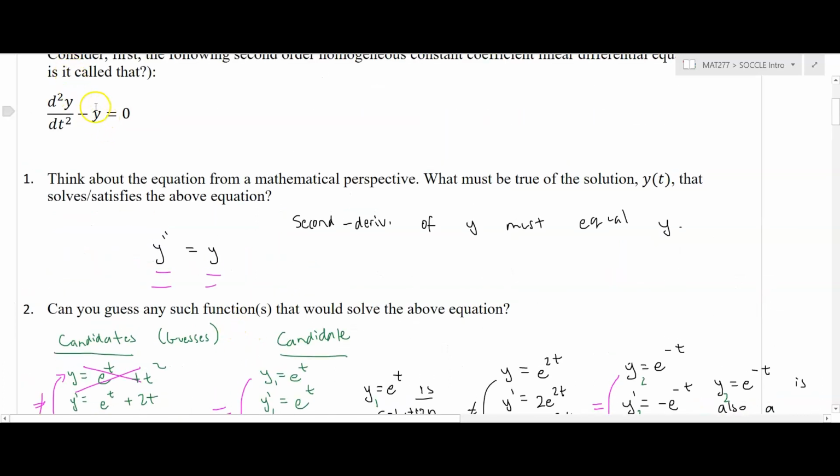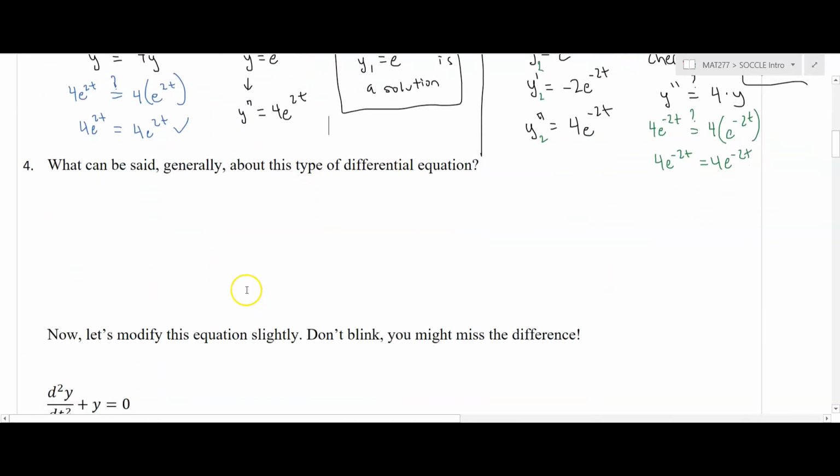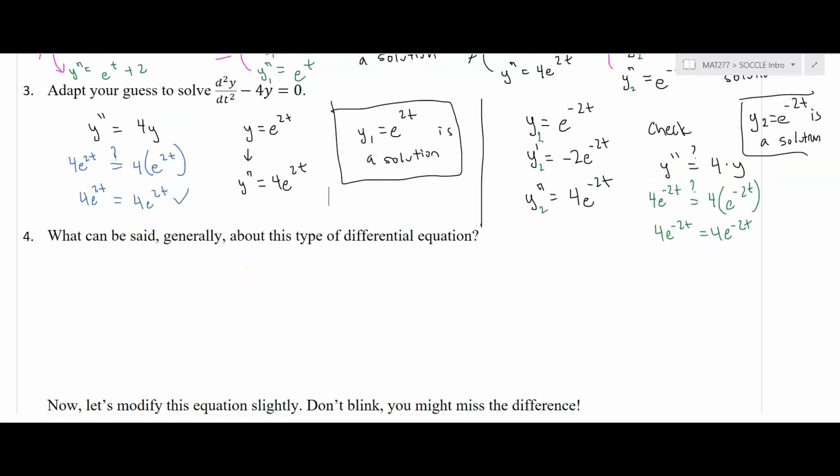The only difference was the coefficient in front. Well, I'm going to make the argument that I'm seeing a pattern here: if this had been y prime prime minus 9y equals 0, then I would be willing to bet that y1 equals e to the 3t and y2 equals e to the negative 3t would be solutions.